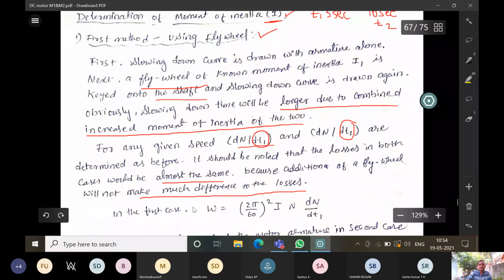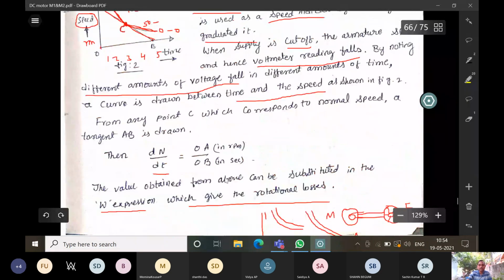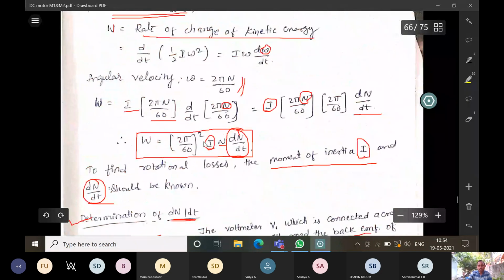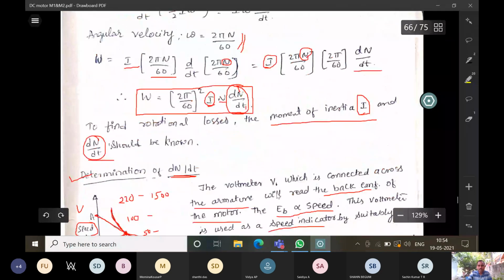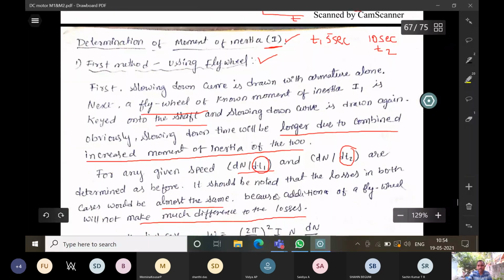In the first case, what have we written? W is equal to (2 pi by 60) square into I into n into dn by dt1. This is the expression, so write the rotational loss expression. In the first case we can take the time as dt1, so I have modified the equation into dt1.